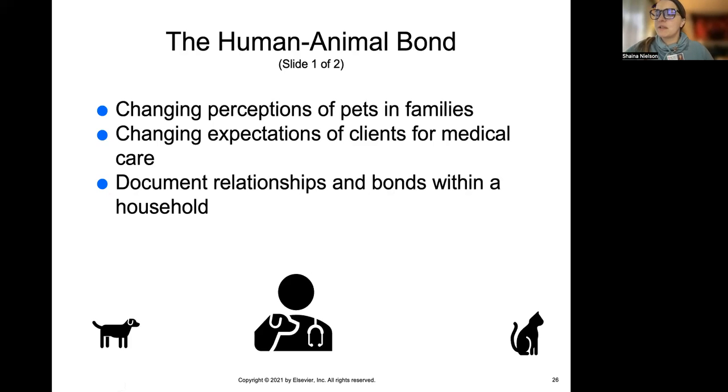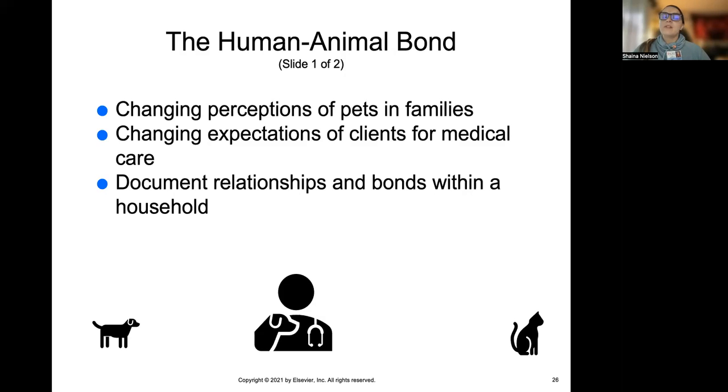We focused on this a lot in the first half of the module for 103-1, looking at what is the human-animal bond? And we know this is all about perceptions and changing perceptions on how people think about their pets, how pets think about people, families, clients, medical care, all of these different perceptions and expectations that people have for one another. So this always ties into that bond and into the root of veterinary care.